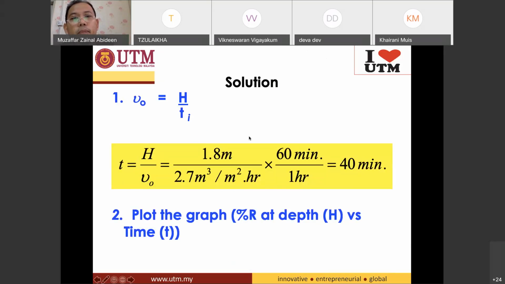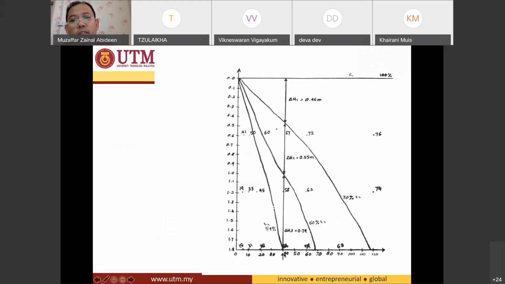So we calculate this and we obtain the value to be 40 minutes. That's why we find 40 minutes and try to measure the RT at this point. So what is the formula of RT? RT is basically delta H. After you got your point and you start drawing your delta H, these are the graphs.